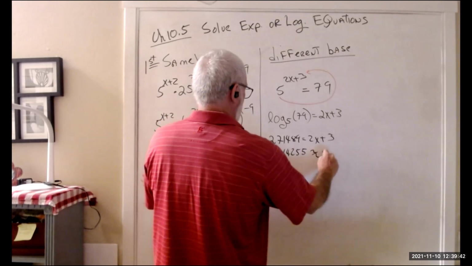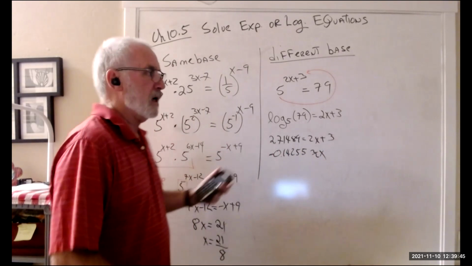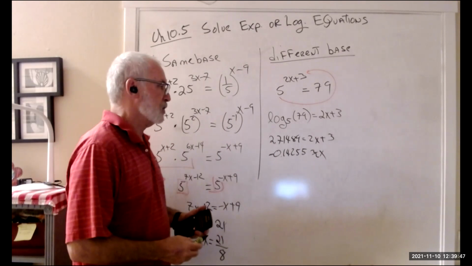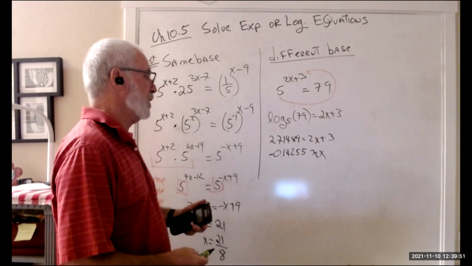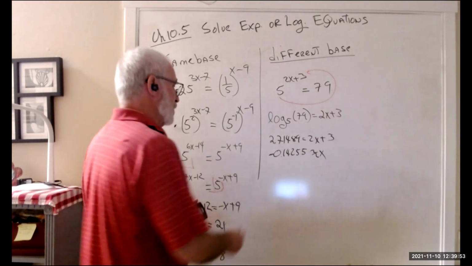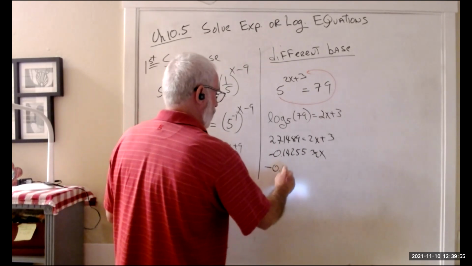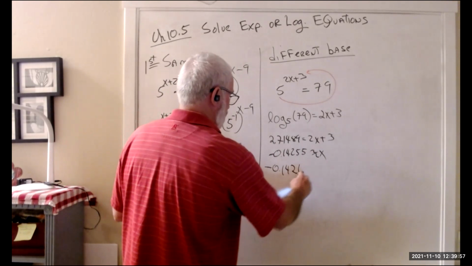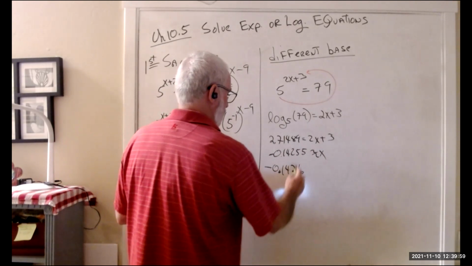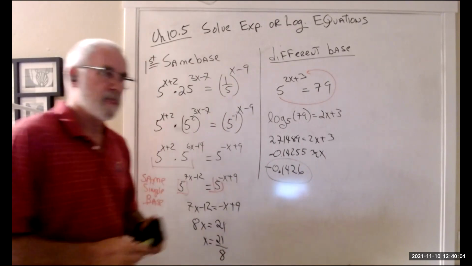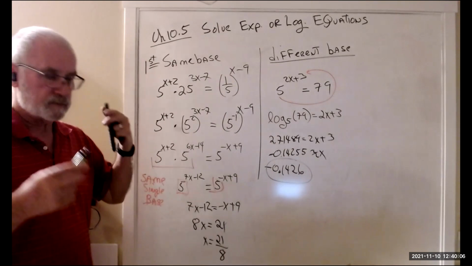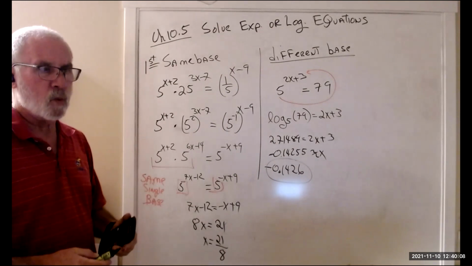0.14255 is approximately x. Again, pay attention to the directions, what they're going to tell you to round to. Usually it's 4 decimal places. So in this case, it'd be negative 0.1426 if we rounded to 4 decimal places. Now, that's one way.